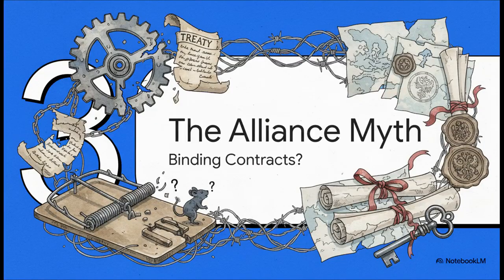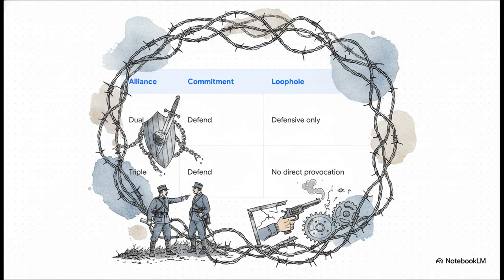Part 3. The myth of binding alliances. Were they really binding contracts? Okay, let's bust a major myth right now. If you look closely at the actual text of these treaties, you'll see they were absolutely full of loopholes. These alliances were an excuse, not some automatic doomsday machine.